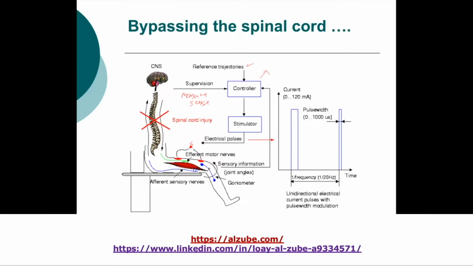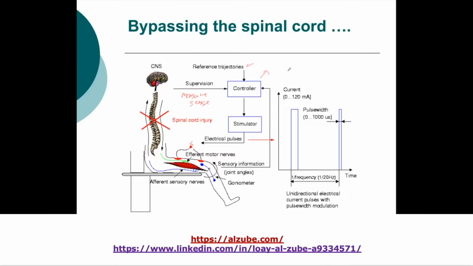And so that stimulation will generate an electrical pulse, and the electrical pulse will be sent to the muscle group, and then we will have contraction, and then we'll have movement. We can also have sensors here to detect the movement as sensory information that goes back to the controller. So those are the most important parts of a device or a system that bypasses the spinal cord injury.